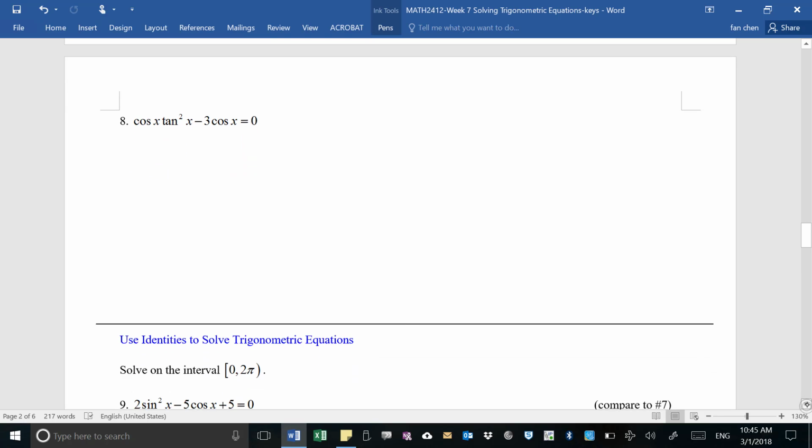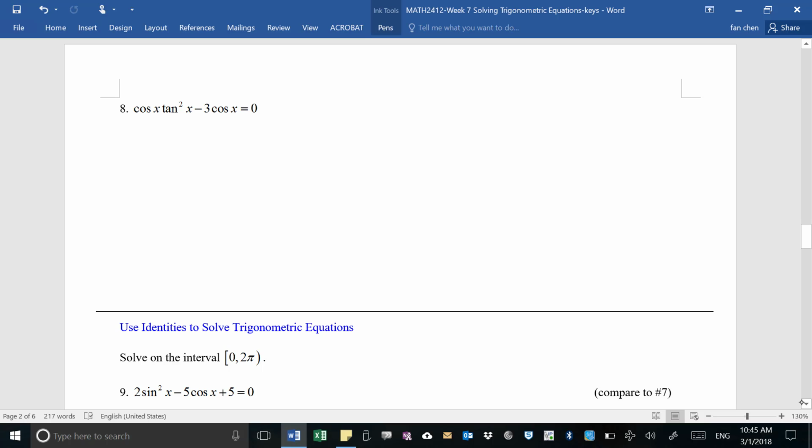Alright, let's take a look at number 8. After this problem, we take a little break and we come back to see using the identity to solve the trigonometric equation. Okay, take a look at this.